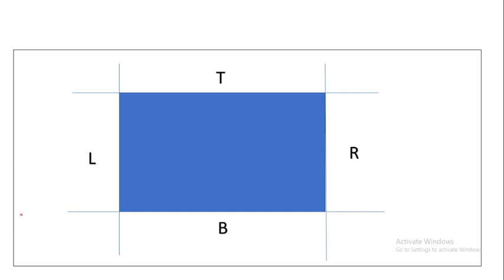For line clipping, we read the boundaries of the window in this sequence. First we started with top, then bottom, and then right and left. T, B, R, L. In this sequence, we read the boundaries of the window.